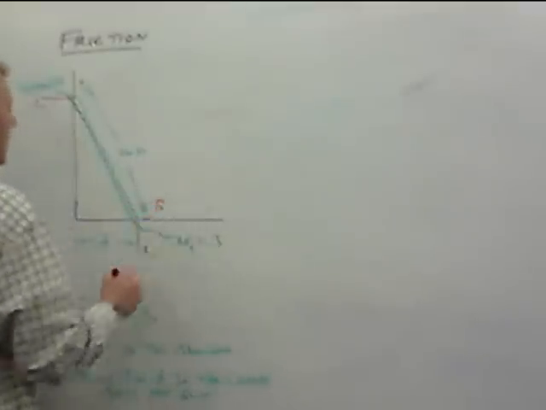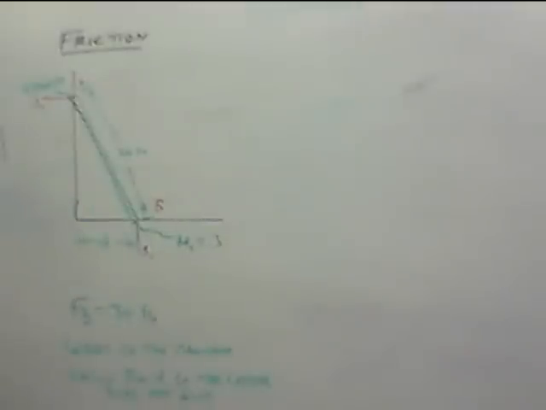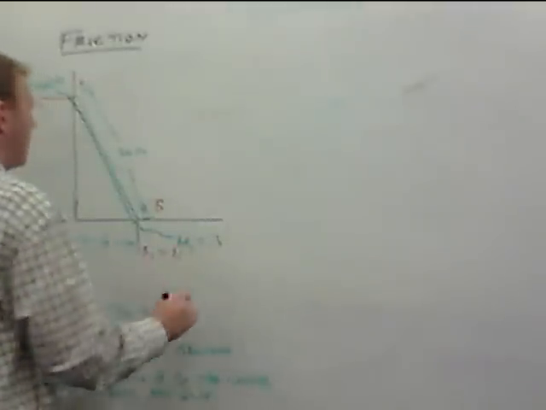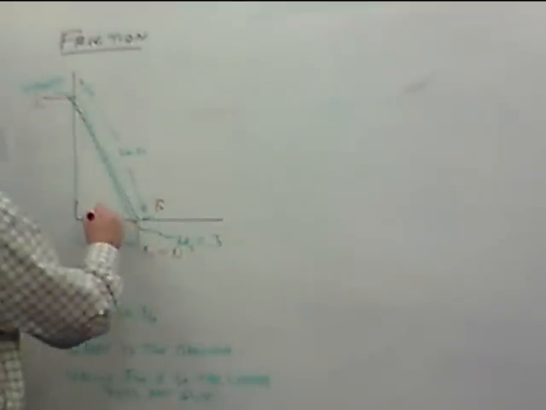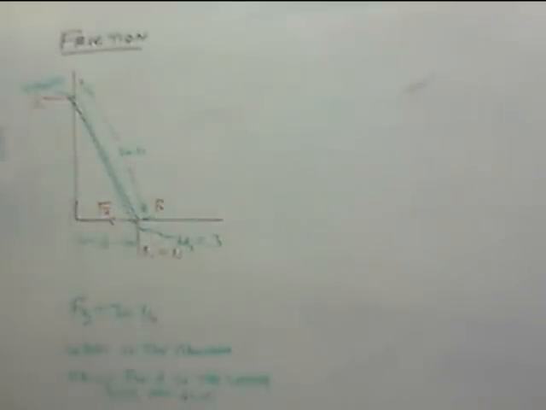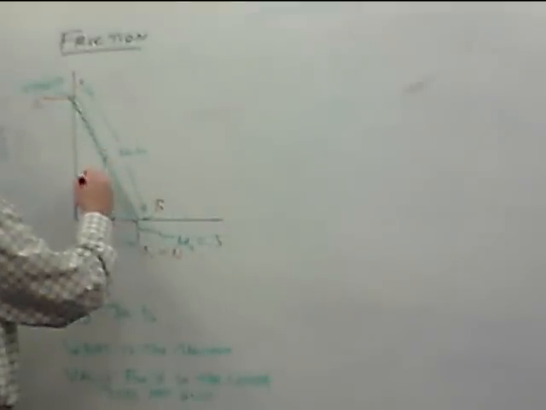That's point B. B in the Y is the normal force holding it up. B in the Y is also the normal force. We're going to have friction acting to the left here. Okay? And at some point in the middle, we're going to have weight.